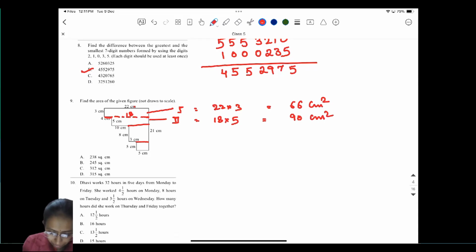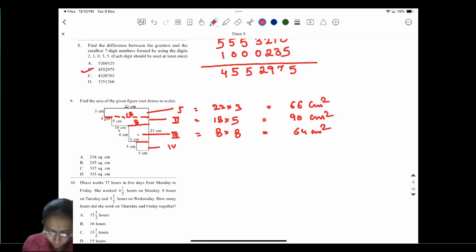Now the third one, this one is my third rectangle. We had already subtracted 4 from 22. We had got this length 18. Now we subtract this 10 from this 18. So the length will be 8. And the width is again 8. So this is 64 centimeters square.